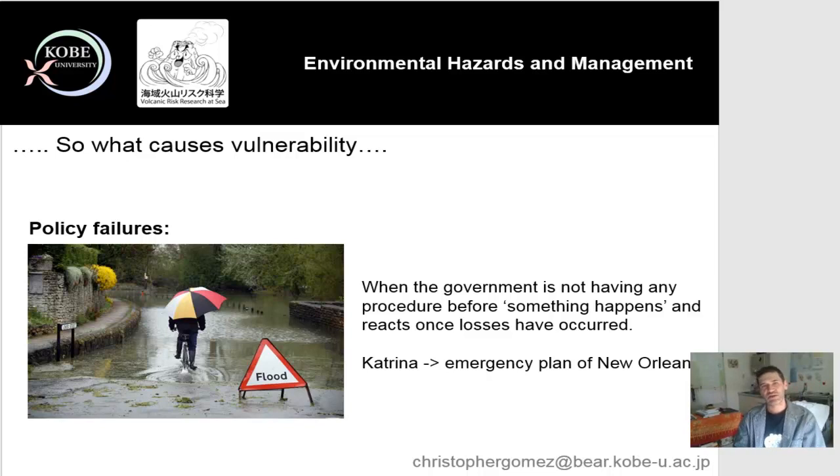And you have everything which is related also to policy failures, for instance. So it's not only human beings or small groups, it's as a country, how much is being done, how many resources are being put in to help during or after a disaster. So when the government has no procedures before something happens, and only reacts once losses have occurred, this is also a failure. So when you think about a couple of years ago, what happened with Katrina, there was no real plan in New Orleans to evacuate effectively, and the emergency plan of New Orleans was a bit of a fiasco in some way.